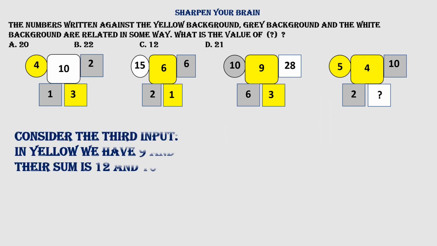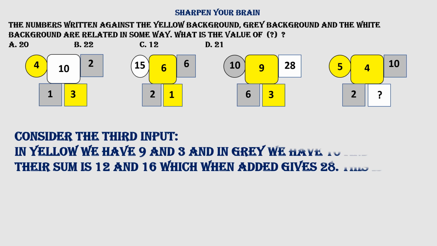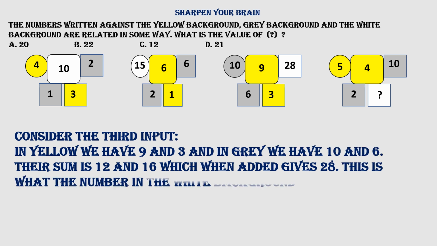Consider the third input. In yellow we have 9 and 3. And in gray we have 10 and 6. Their sums are 12 and 16, which when added gives 28. This is what the number in the white background is.